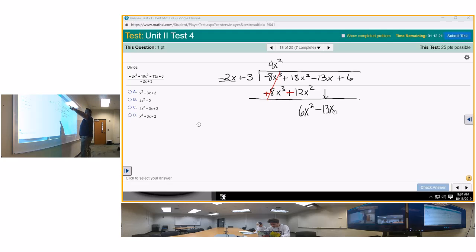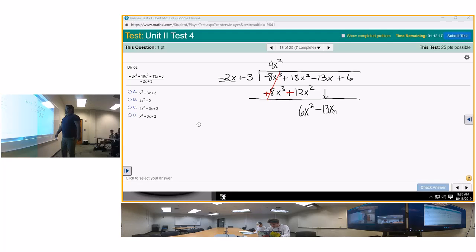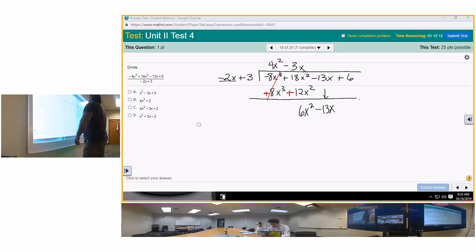How many times will negative 2x go into positive 6x squared? Negative 3x times. Negative 3x times negative 2x is positive 6x squared. And what's negative 3x times 3?